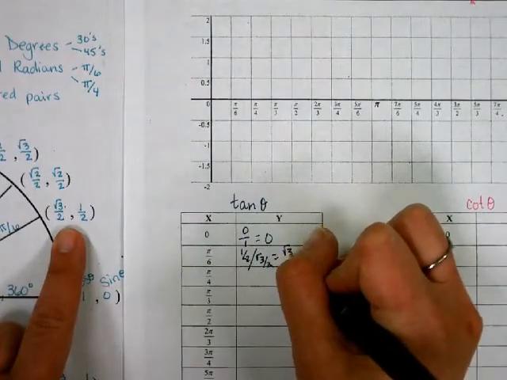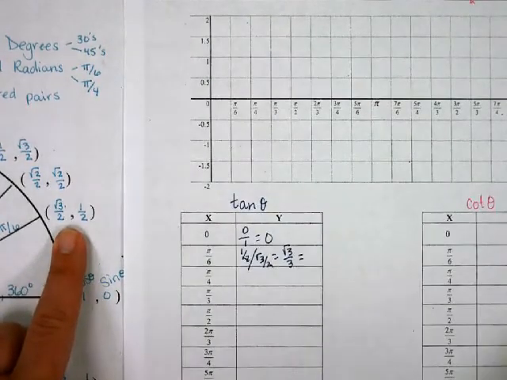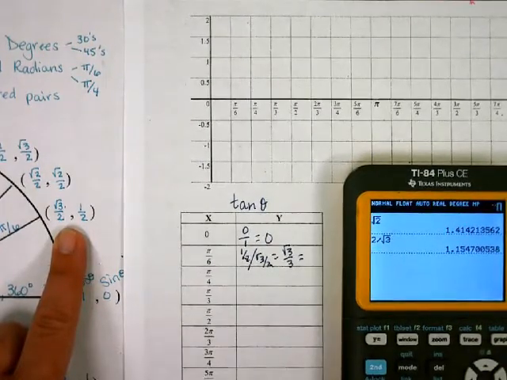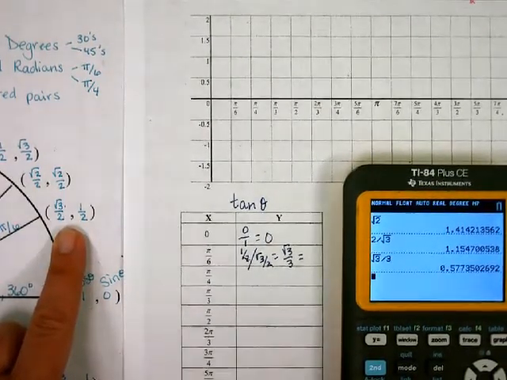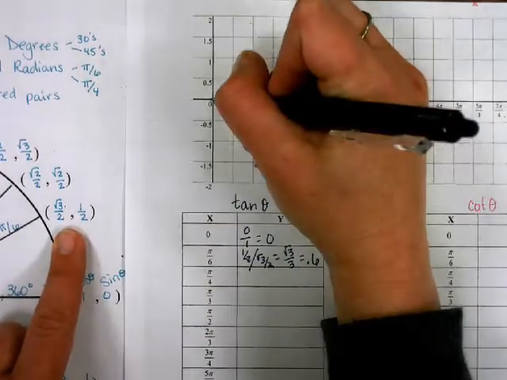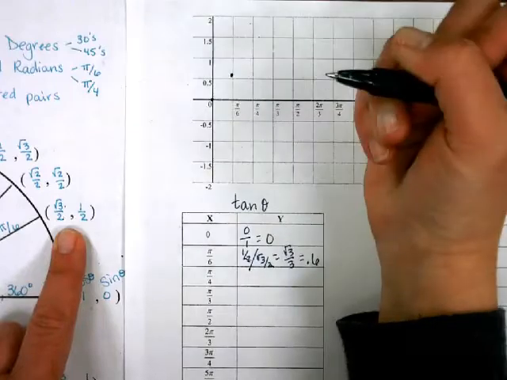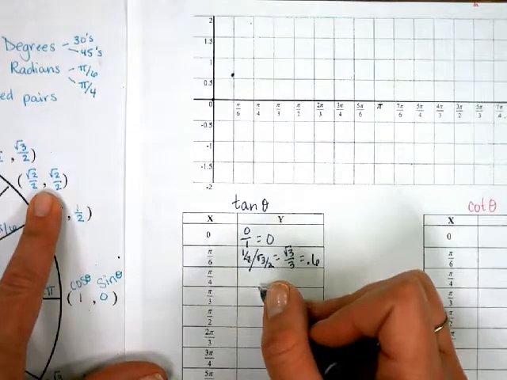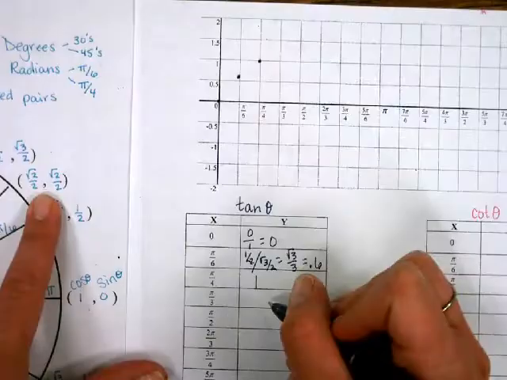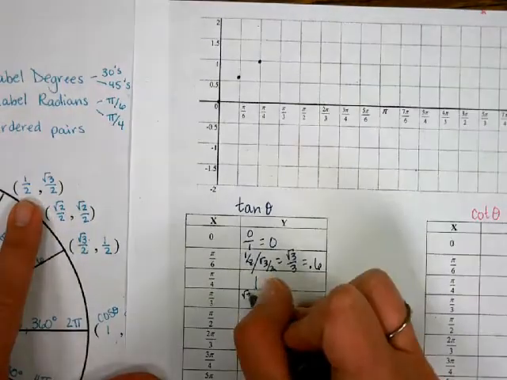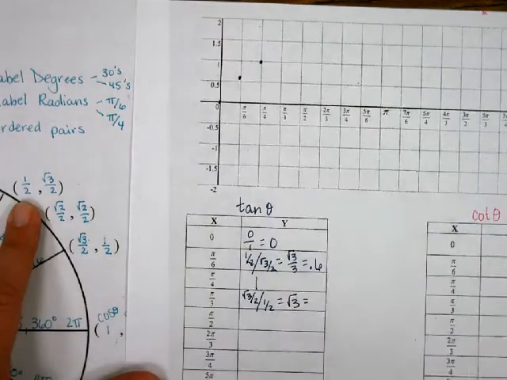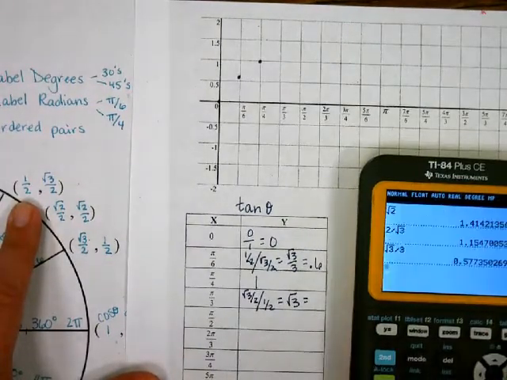And let's put that guy as a decimal. 0.6. Root 2 over 2 over root 2 over 2, that guy gives me 1. Pi over 3, that would be root 3 over 2 over 1 over 2, so just root 3. Again, I'm going to put that in my calculator. 1.7.